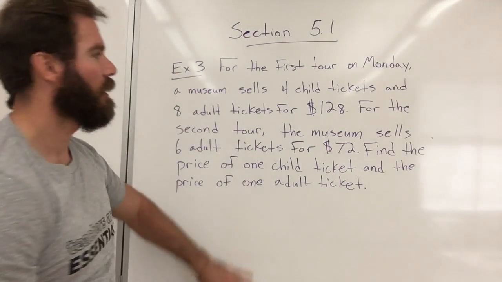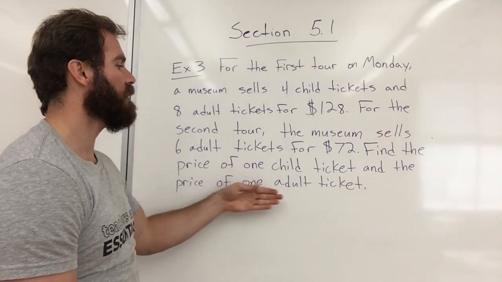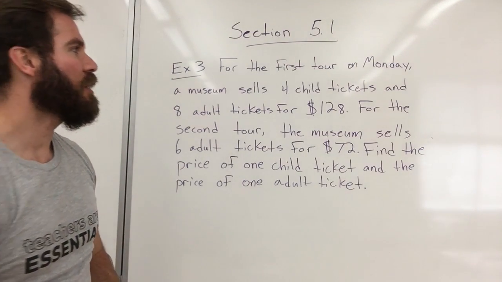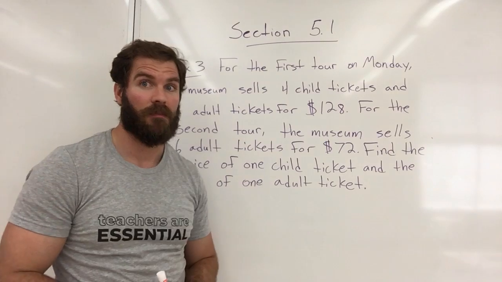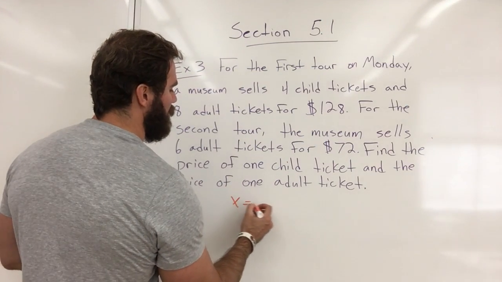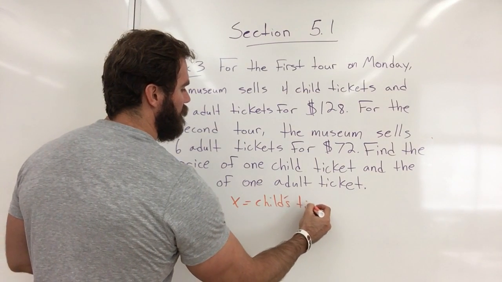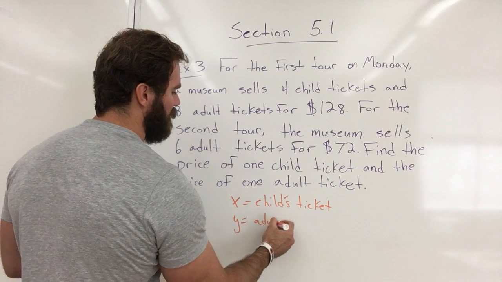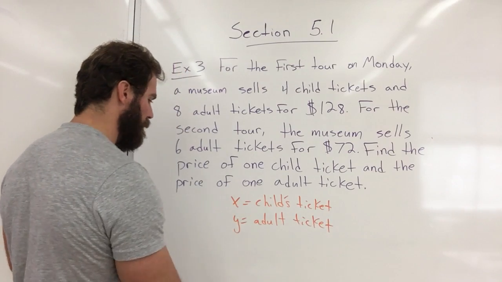Now, first step is to understand the problem. We want to know how much it costs for a child and an adult ticket. Okay? And we know how many they sold each day and for how much of the total price it was. Let me label X as a child's ticket and Y will be an adult ticket. Okay?